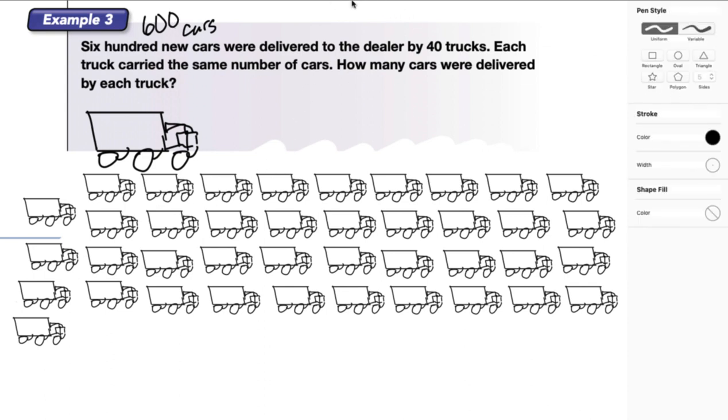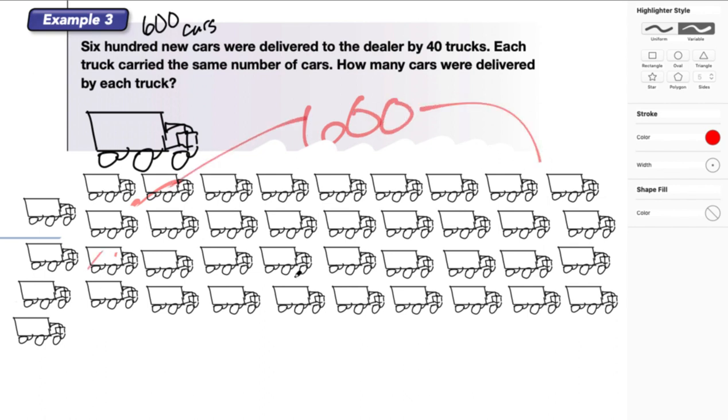So technically, we know that all of these trucks have to contain the 600 cars, right? So how do we get that? Where does that come from? All right, so here's what we have to do. We're going to have to divide the 600 cars over these 40 trucks. So 600 cars divided by 40 trucks.